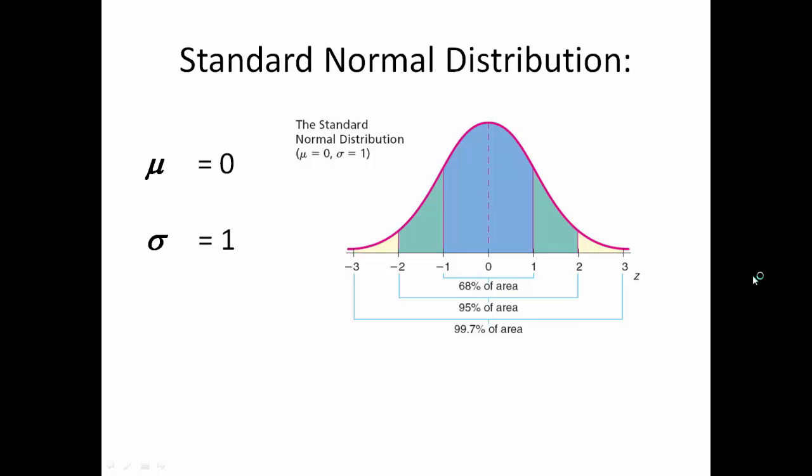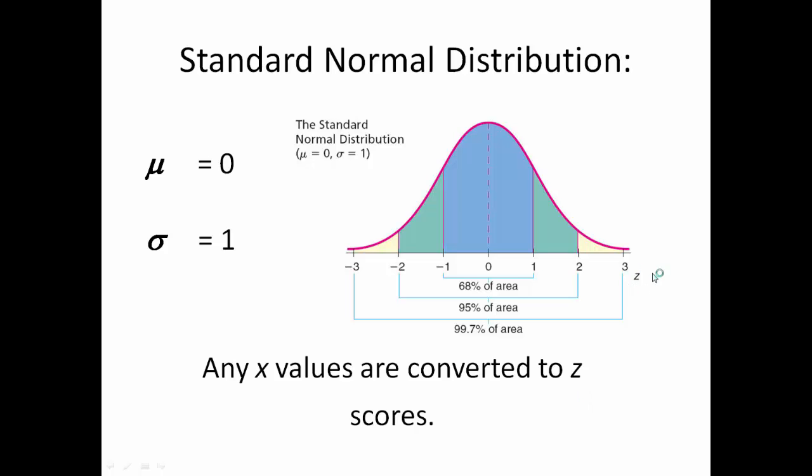Earlier, we were introduced to the empirical rule, which stated that 68% of the area under the curve lies within one standard deviation of the mean, and 95% of the area lies within two standard deviations of the mean, and 99.7% lies within three standard deviations of the mean. Our z-values represent the number of standard deviations we are away from the mean in our standard normal distribution.